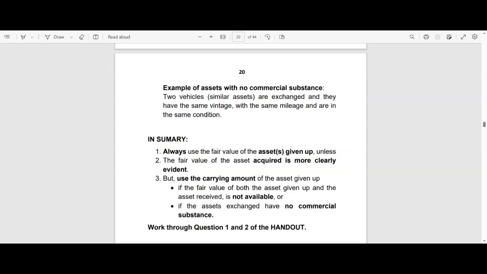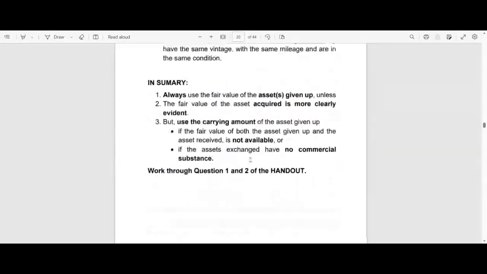There's no material difference in the substance of the two assets, right? Then we also use the carrying amount of the asset given up as an estimate of the fair value of that asset. So I just wanted to point that out.